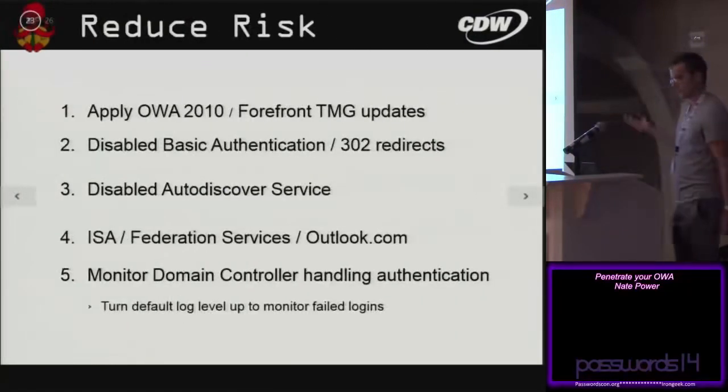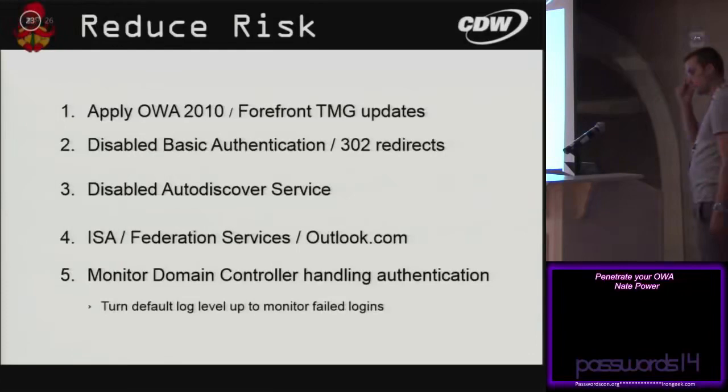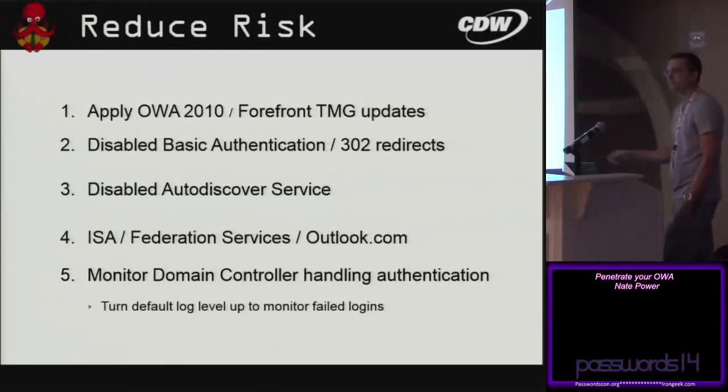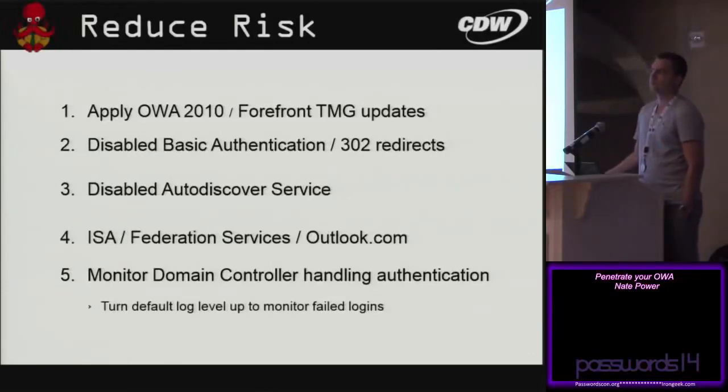Okay, so what can we do to reduce risk? Well, Microsoft had actually fixed the internal IP address reverse proxy issue in a rollup. They were really bad about telling me what rollup it was, but I pretty much haven't seen it out in the wild for about a year. I would disable anything basic authentication or 302 redirects on your client access servers.